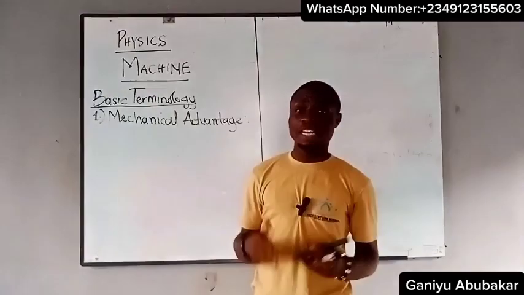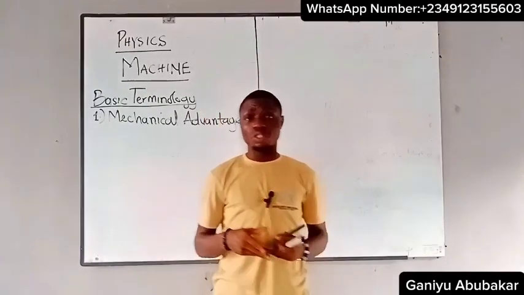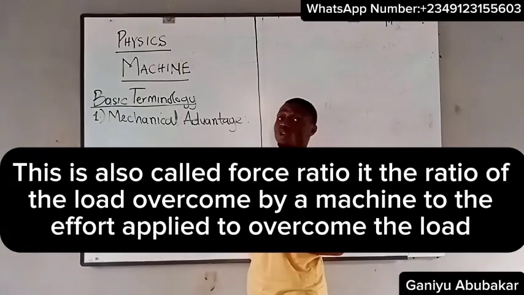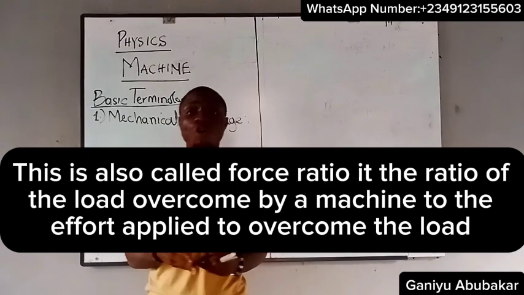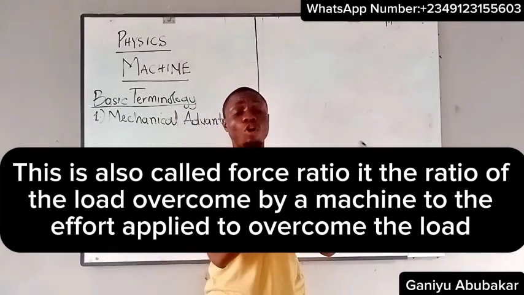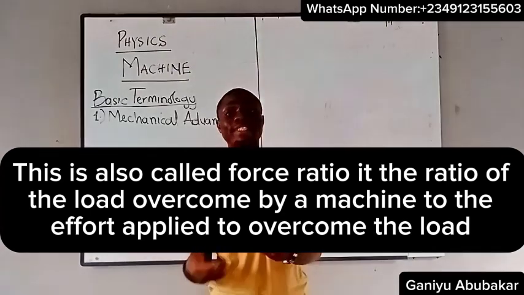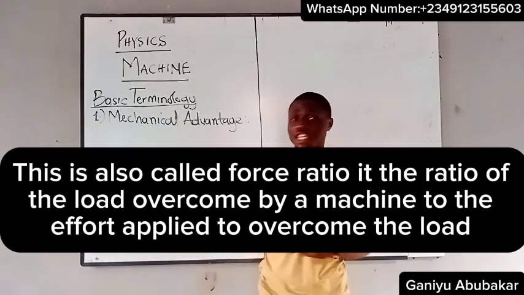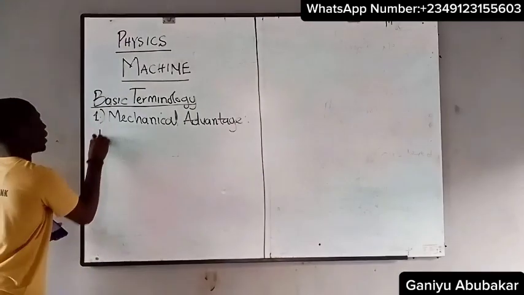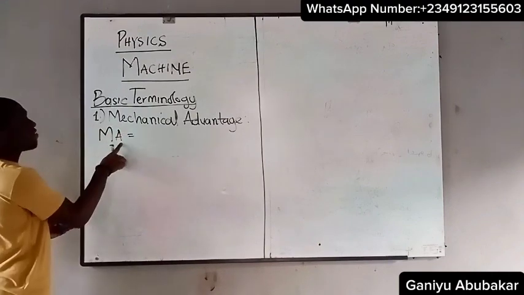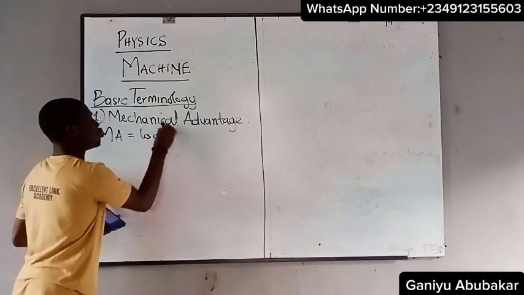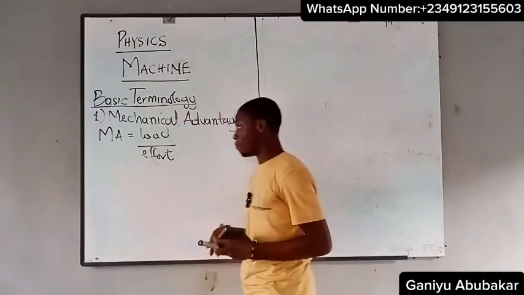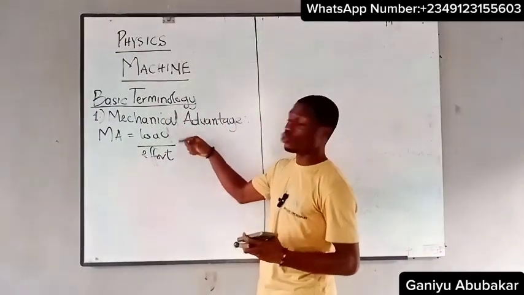What is mechanical advantage by definition? Mechanical advantage is also called force ratio. It is simply the ratio of the load acting on a body to the effort applied at a particular point. It is abbreviated by MA. So mechanical advantage is simply the ratio of what? Load over effort. That is the mathematical expression for mechanical advantage, the ratio of load to effort.